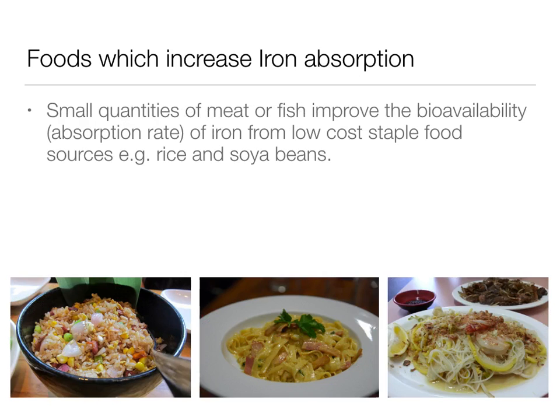Another strategy, which this time would not be acceptable for vegetarians or vegans, is to add a small quantity of meat or fish to improve the bioavailability or the absorption rate of iron found in low-cost staple food sources, such as rice and soya beans. This is a strategy that's been used for centuries in the poorer cultures of the world.